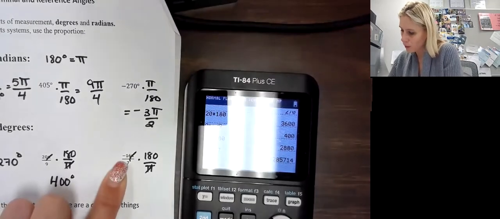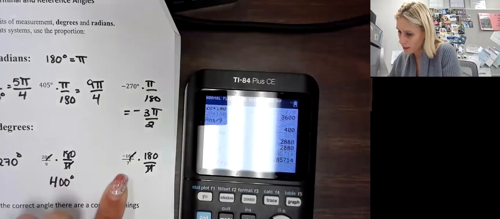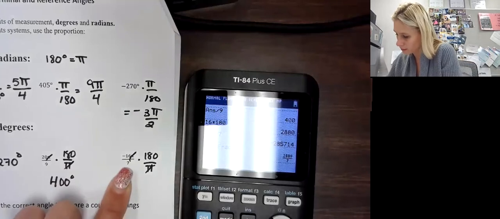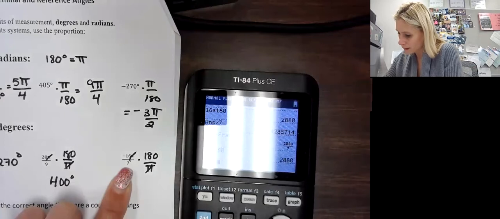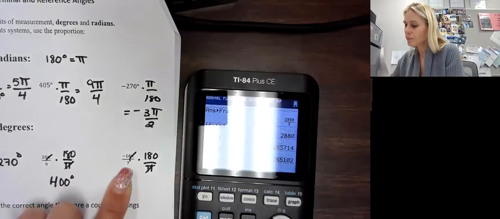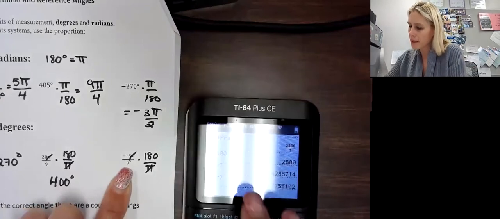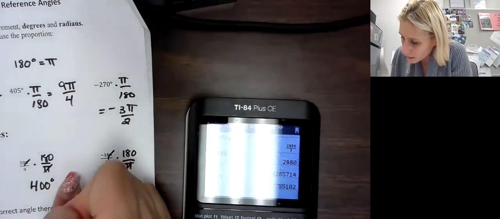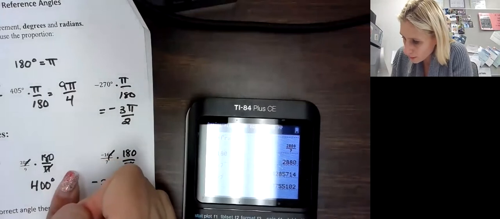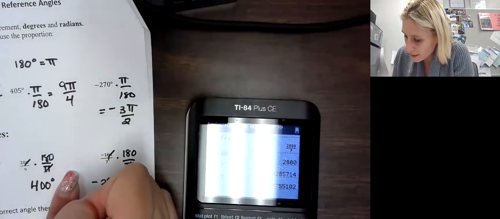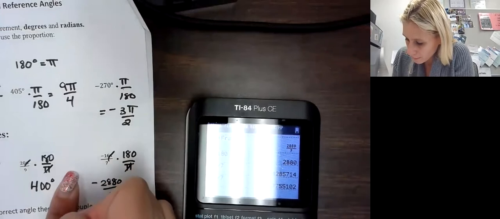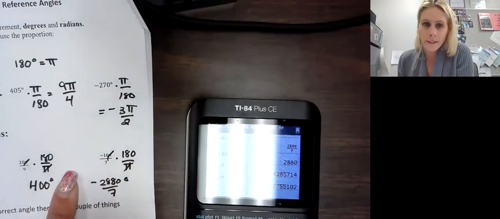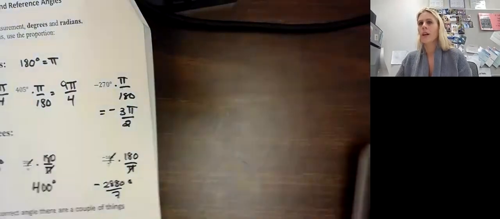Okay, so math, enter, enter. I'm going to double check this, guys, just in case. So in this case, because I know that this does not come out very nicely, I'm just going to say negative 2,880 divided by 7 degrees. I know that looks weird, but it's totally okay as long as your process is correct.